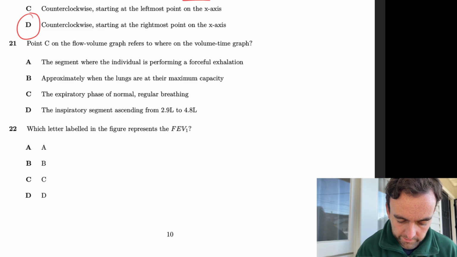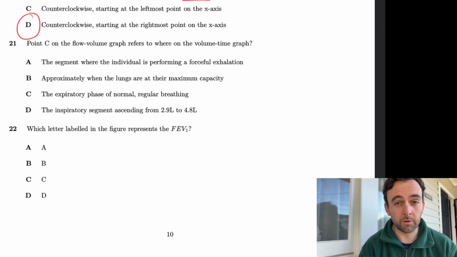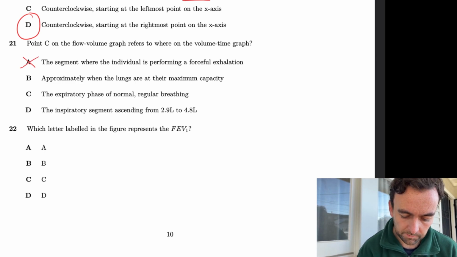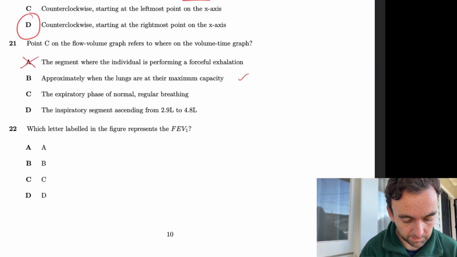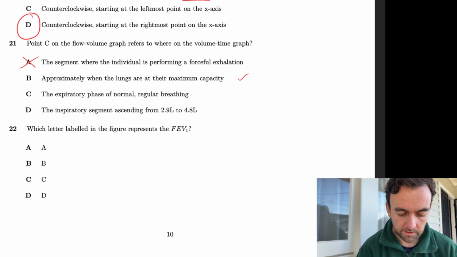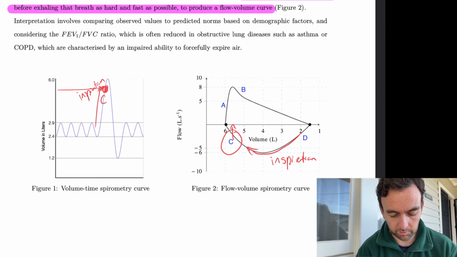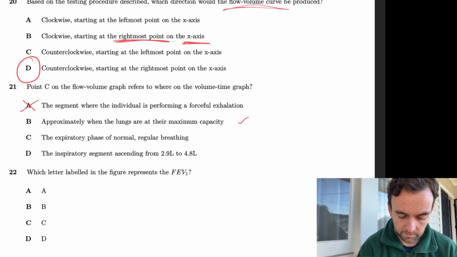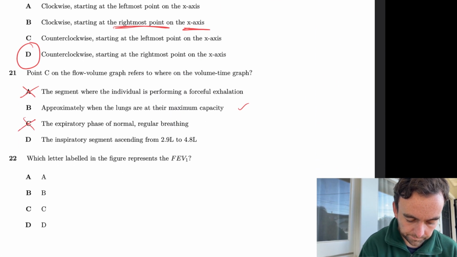So point C would be where? Is it the segment where the individual's performing a forceful exhalation? No, we know it's inspiration. Approximately when the lungs are at their maximum capacity, that looks pretty good. The expiratory phase of normal regular breathing, no, that would be this portion here. So it's not that one.